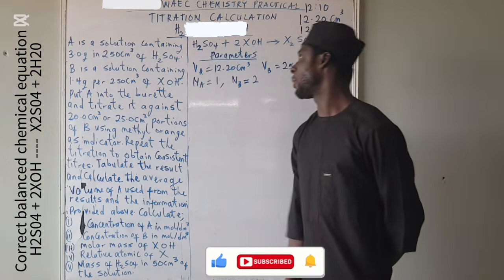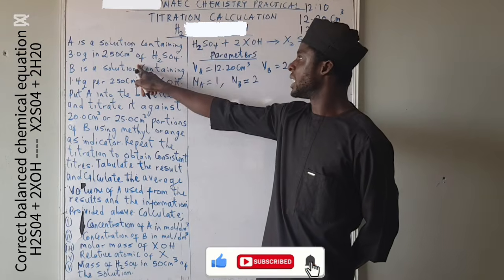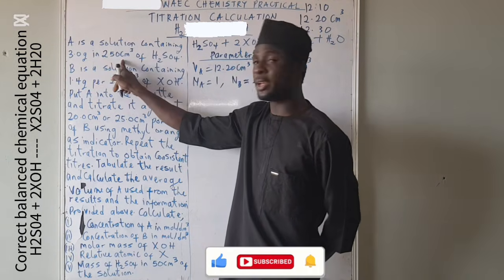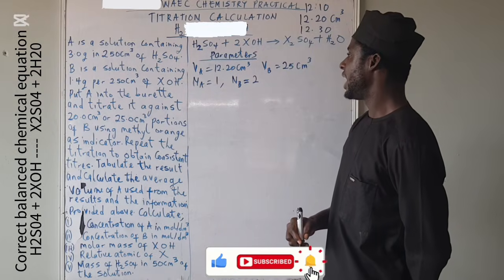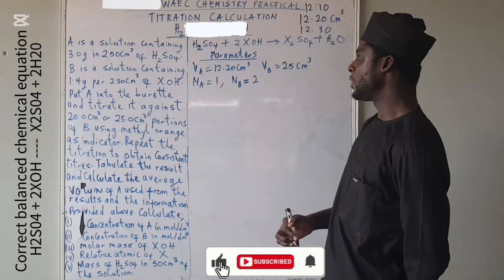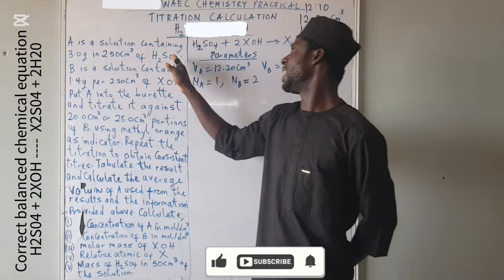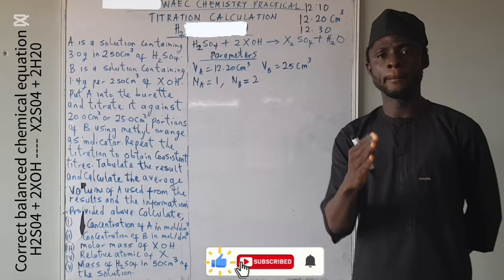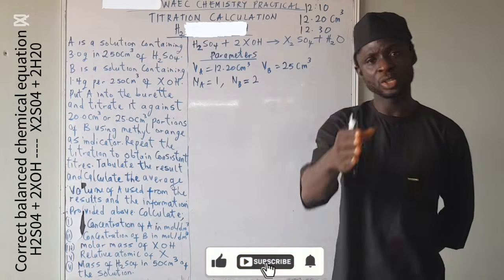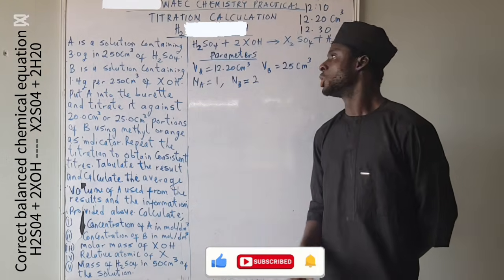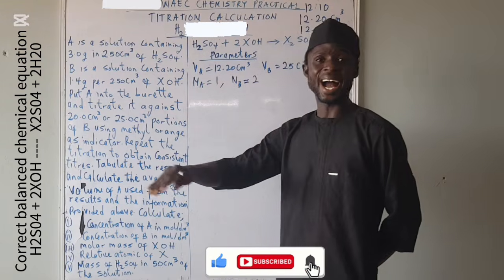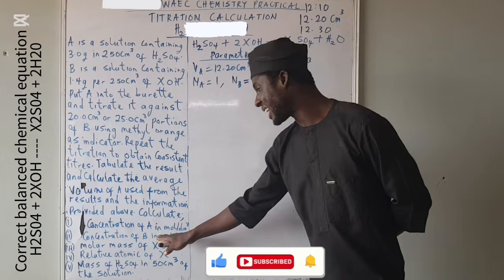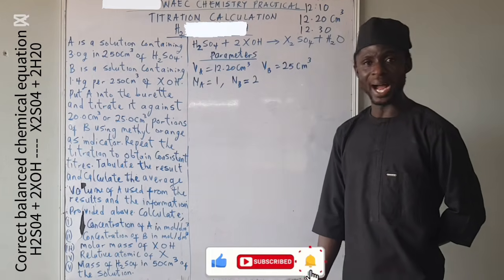That is our first calculation that we want to do. But note that from your question, they are giving you the solution of A, which is 3.0 gram in 250 cm3 of H2SO4. So they are giving you how much mass of H2SO4 they dissolve in 250 cm3. And note that your concentration can be mass concentration or molar concentration. So here we want to get our mass concentration of H2SO4, so that we can use it to calculate our concentration of A in mole per dm3.